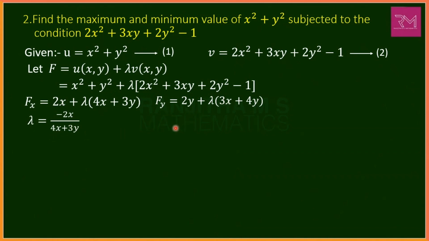For this function, lambda value becomes minus 2y divided by 3x plus 4y. Here this is how we form 2y plus lambda into 3x plus 4y is equal to 0. If we take 2y to the right hand side, that becomes minus 2y. If we take 3x plus 4y to the right hand side, that goes to the denominator. Hence we get lambda as minus 2y divided by 3x plus 4y.